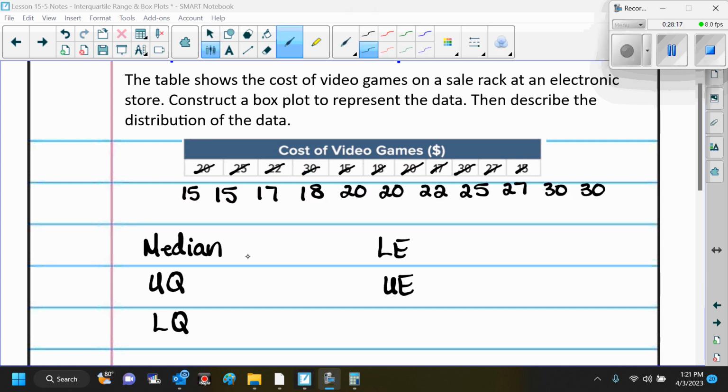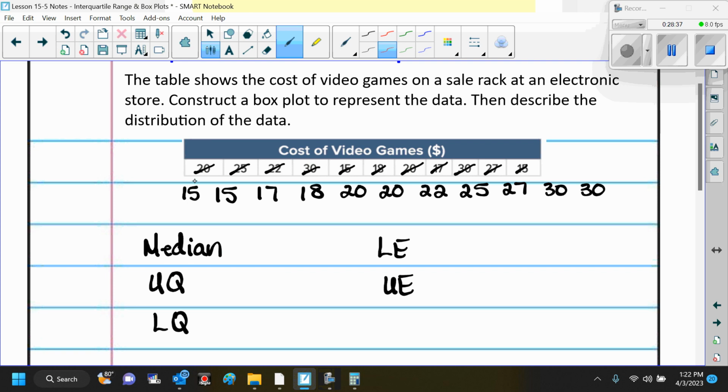So here is the data in order from least to greatest. And let's see, we've got 1, 2, 3, 4, 5, 6, 7, 8, 9, 10, 11. So that means we're going to have one middle number for the median. So 11 divided by 2. So 2 goes into 11 5 times with 1 left over.